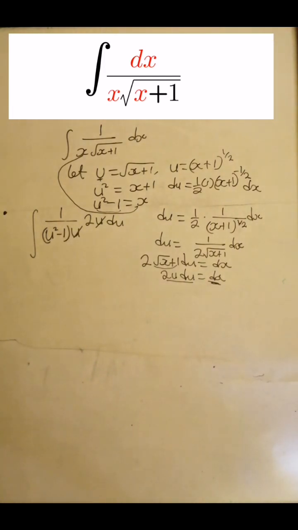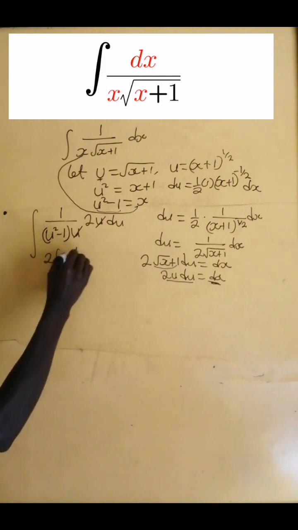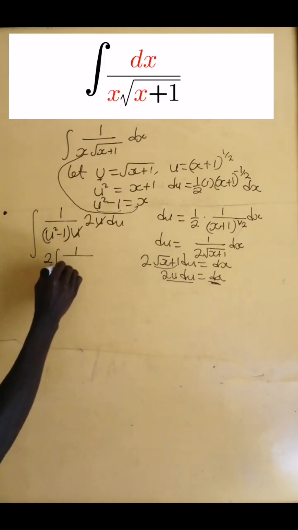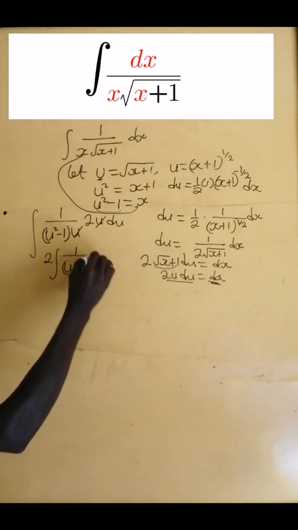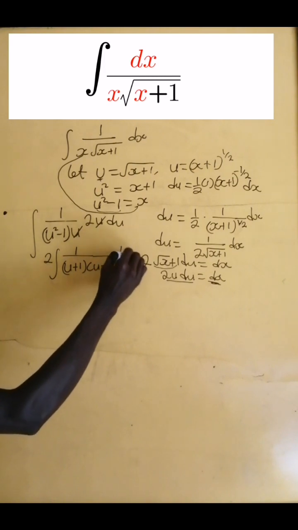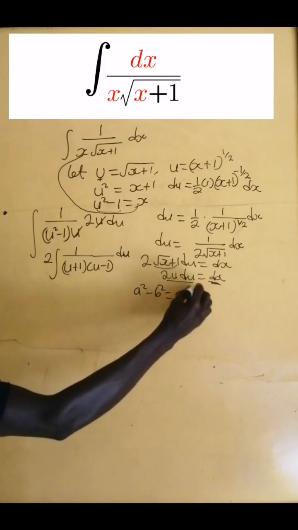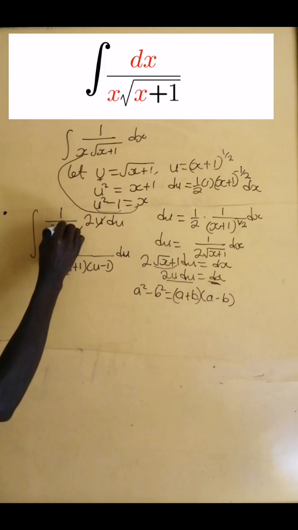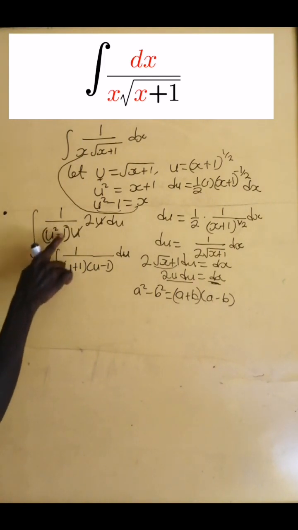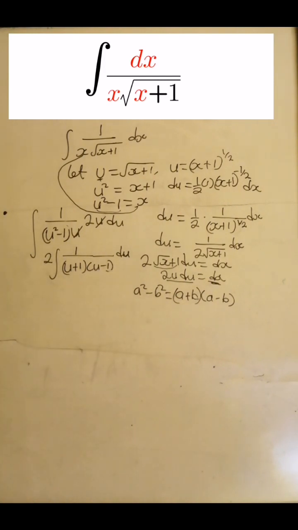We now factorize 2 out to get 2 times the integral of 1 divided by, now u squared minus 1 is the same as (u plus 1) times (u minus 1). That is difference of 2 squares. If you have a squared minus b squared, then it's equal to (a plus b) times (a minus b). So here we have u squared minus 1 squared. Right, that is simple. But you know 1 squared is 1, that's why we have 1 there. So this gives what we have here.